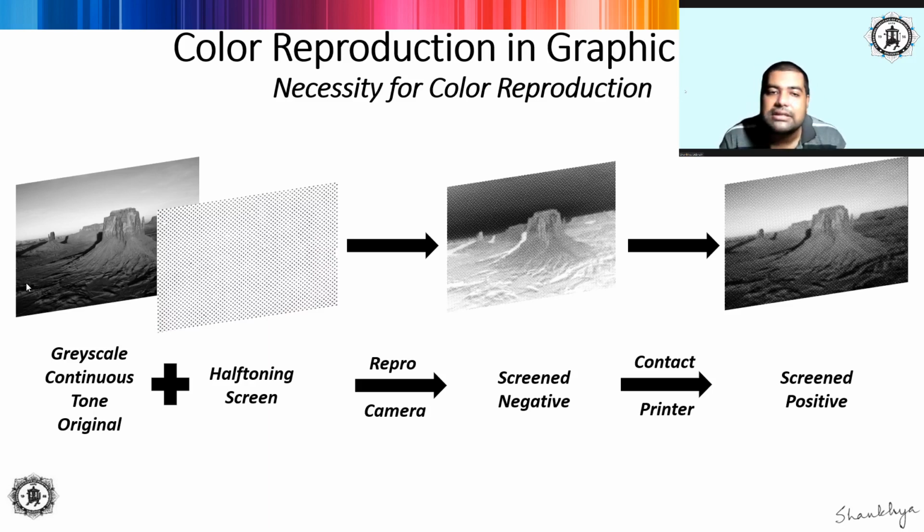What is the unit of such half-tone screens? LPI. That means the number of lines per unit inch is fixed, right? That is why the amplitude modulated half-tone screens have a unit of LPI.